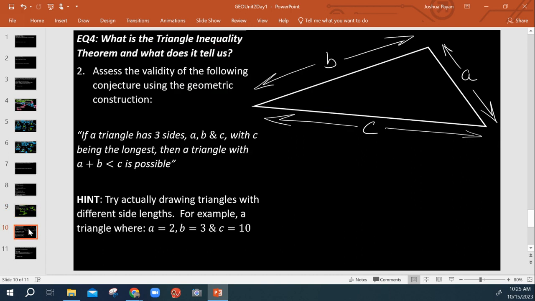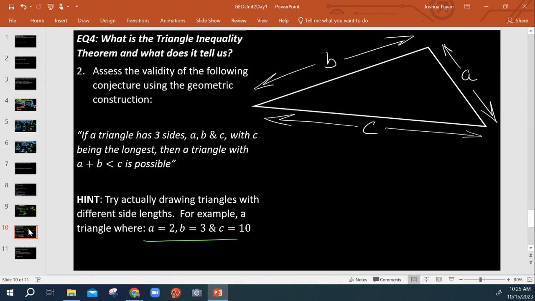So if we continue on, we've got a conjecture here. If any triangle has three sides A, B, and C, with C being the longest, then a triangle where A plus B is less than C is possible, right? So I'll give you some examples you can play around with here. If you're watching this at home and you happen to have a ruler, go ahead and try to do this.